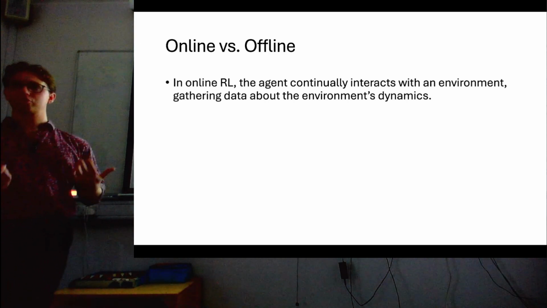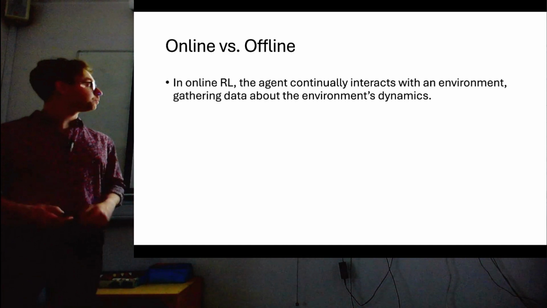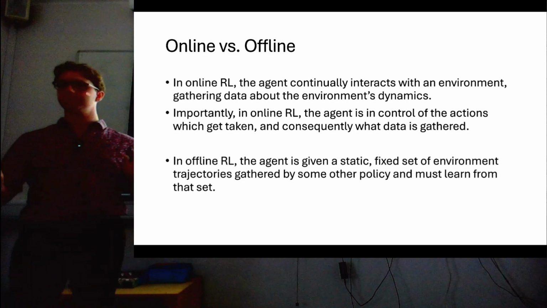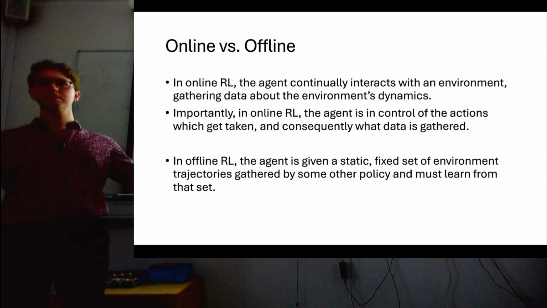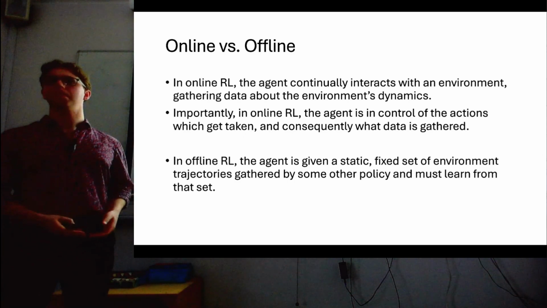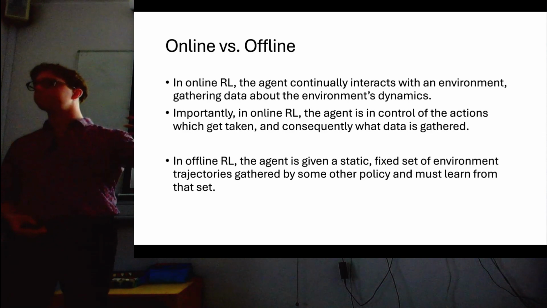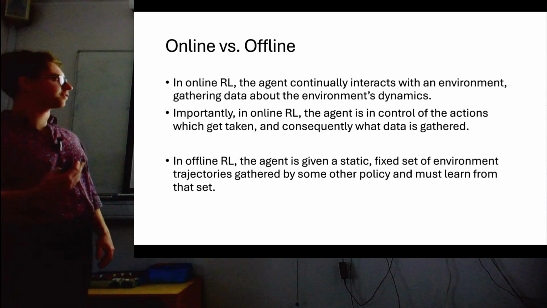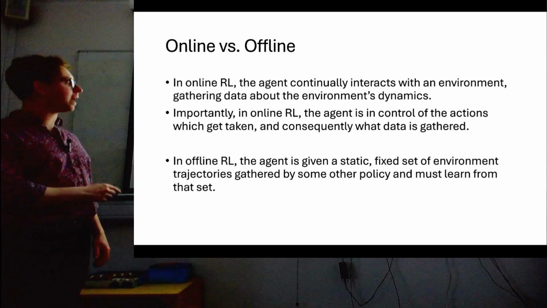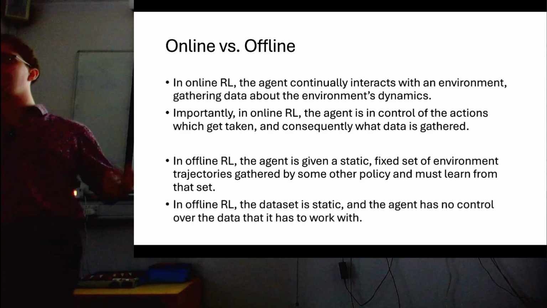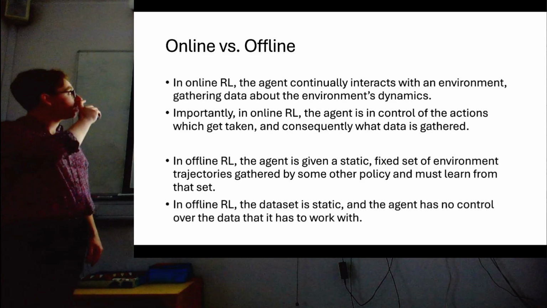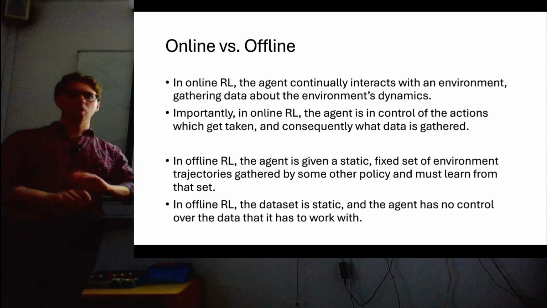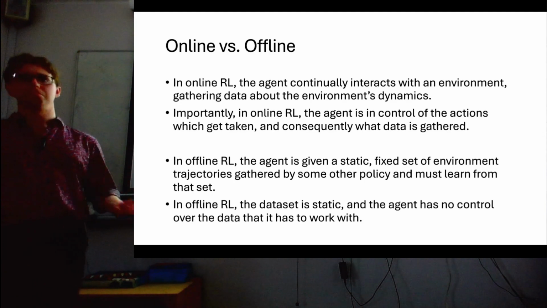And I'm in control of what data I gather. In offline RL, I'm just given a set of interactions to learn from. Someone gives me a big batch of previous interactions: in the past, this action caused this reward and this next state. I try to learn from this static, fixed set. This is generally way harder because you don't have control over what data you get. I think one algorithm in the course is going to address this, and all of the others are going to be online, because online is much easier as a problem.